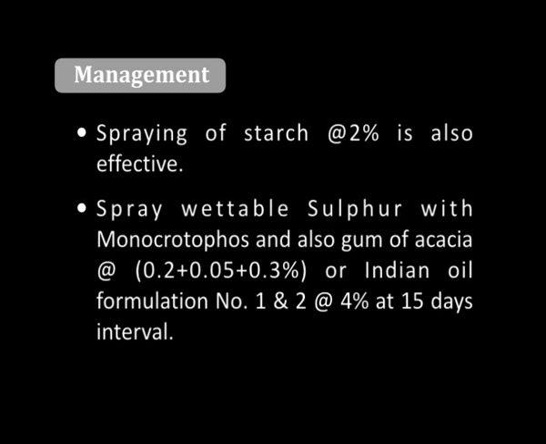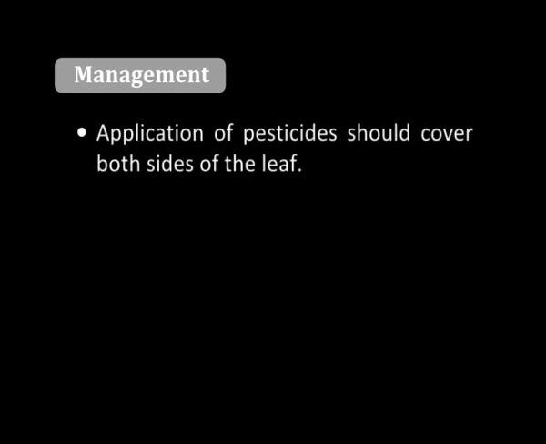Spray wettable sulfur with monocrotophos and gum of acacia at the rate of 0.2 plus 0.05 plus 0.3%, or Indian oil formulation number 1 and 2 at the rate of 4% at 15 days interval. Application of pesticides should cover both sides of the leaf.